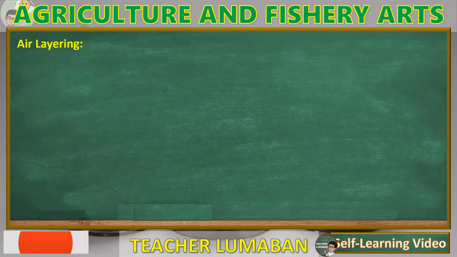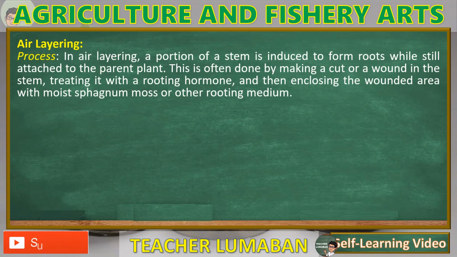Air layering. Process: in air layering, a portion of a stem is enclosed to form roots while still attached to the parent plant. This is often done by making a cut or a wound in the stem, treating it with a rooting hormone, and then enclosing the wounded area with moist sphagnum moss or other rooting medium.